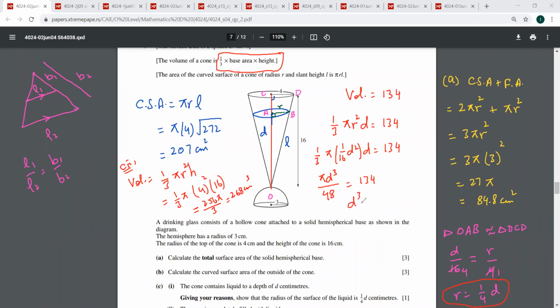And this d cube is, this is clearly your algebra being used here, 134 times 48 over pi. Once you get this answer, then you take the cube root of this, put all of this in your calculator. So how much is this depth? 45.2. How can the depth be more than 16? You have to take the cube root, not the square root. So what is the depth? This is going to be 12.7 centimeter. Okay. So this is how you had to do it.